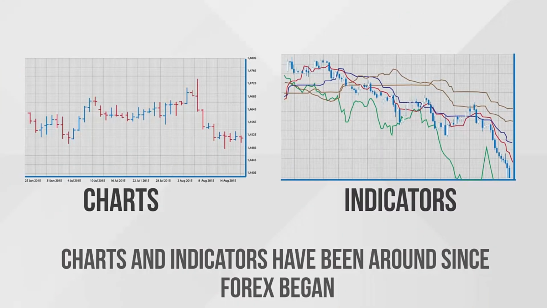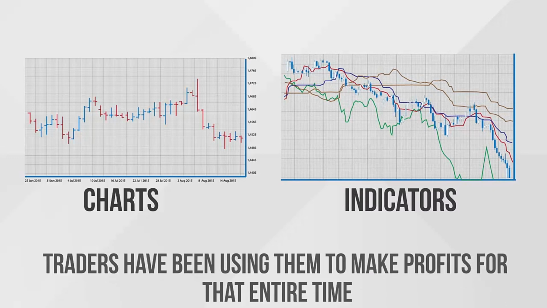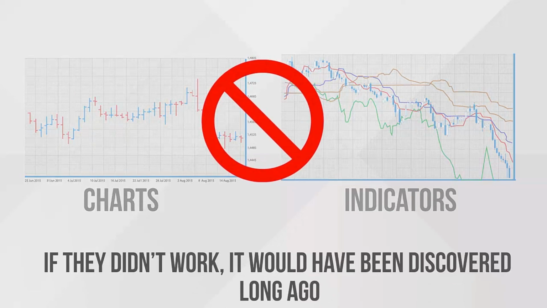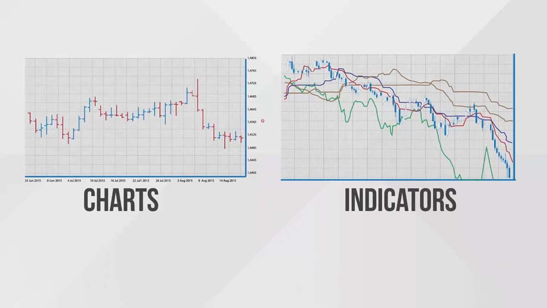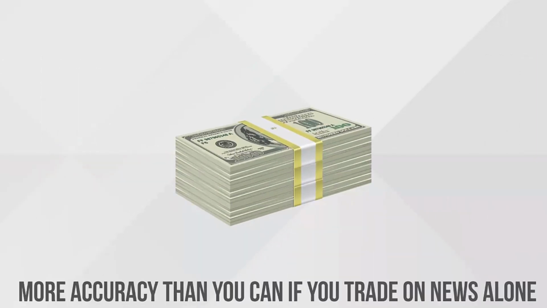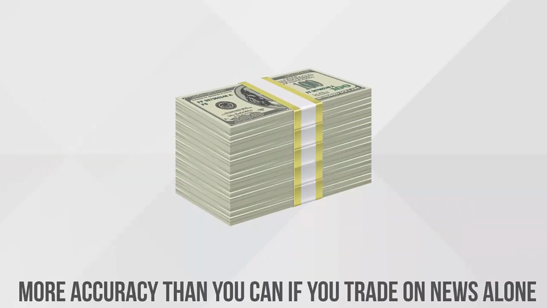Charts and indicators have been around since forex began, and traders have been using them to make profits for that entire time. If they didn't work, it would have been discovered long ago. In fact, you can use charts to plan your profits and losses with much more accuracy than you can if you trade on news alone.